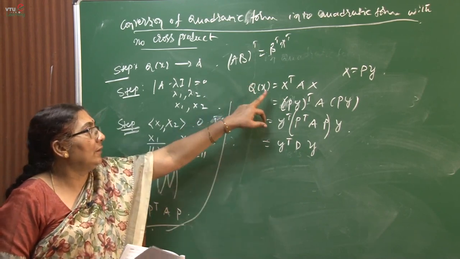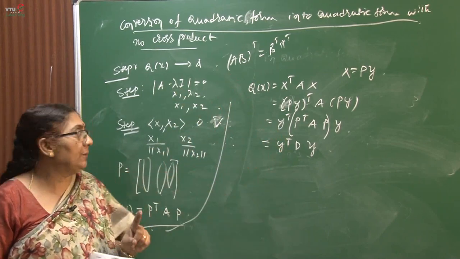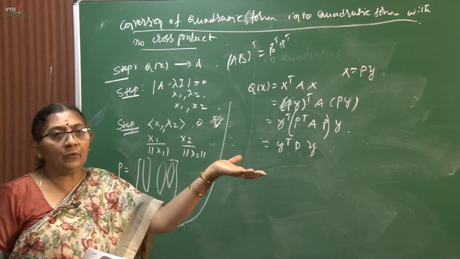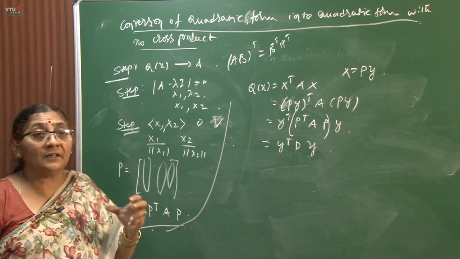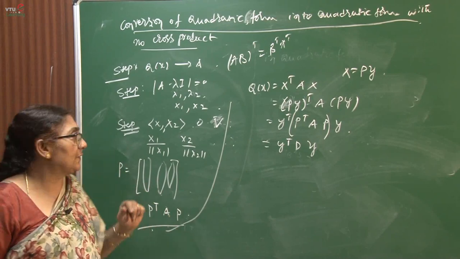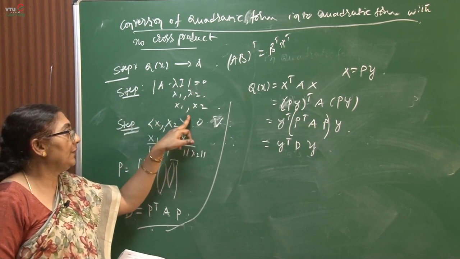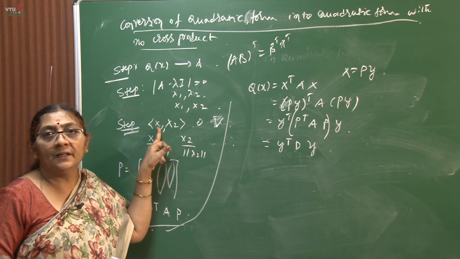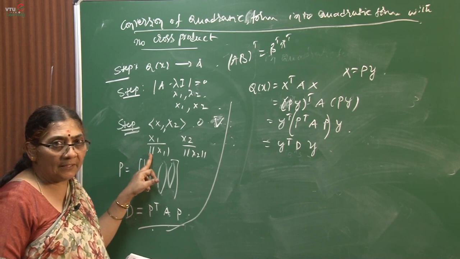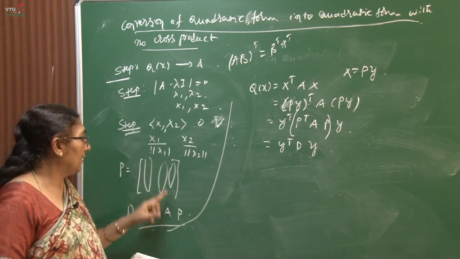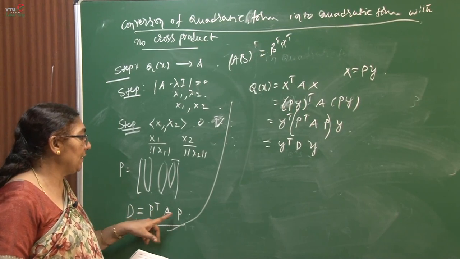Then when you make a quadratic form, definitely there is no cross product term here. Keep in mind, if you want to convert the given quadratic form again into a quadratic form with no cross product terms, meaning we do not expect x1x2, x2x3 terms, first you convert into a matrix, find its eigenvalues and eigenvectors, and verify whether the eigenvectors are orthogonal or not. After verifying they are orthogonal, you normalize them. You write them as columns, and that is P. Once you have P, you know D is P transpose A into P.